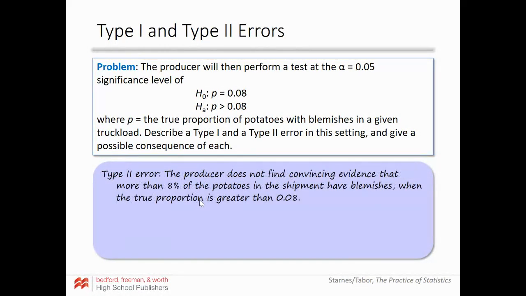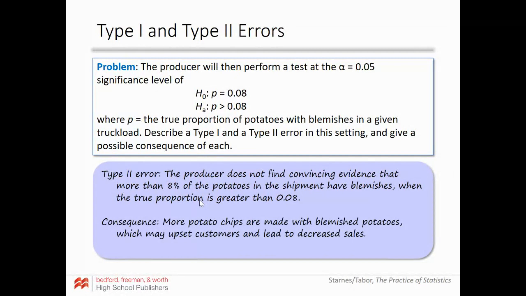A type 2 error, on the other hand, is the producer does not find convincing evidence that more than 8% of potatoes in the shipment have blemishes, when in fact it is true. So this would mean that the shipment of potatoes has, let's say, 10% blemishes, but we don't notice it and we accept the batch anyways. So this could be bad because we accept a bad set of potatoes, and with that we might make worse potato chips and upset customers and maybe lead to decreased sales.